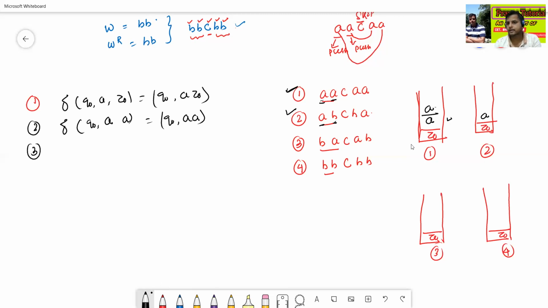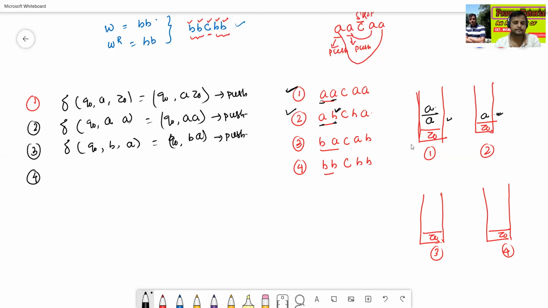So the top of the stack is A, but the string's symbol may be B. So delta Q0, read B, top of the stack is A. It will also push, meaning Q0 BA. Okay, so this one is also a push operation. This one is a push operation. This one is a push operation.